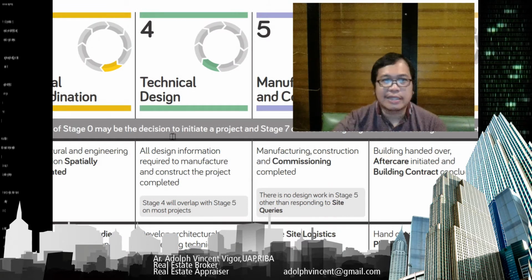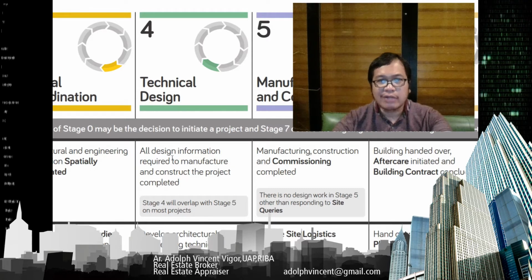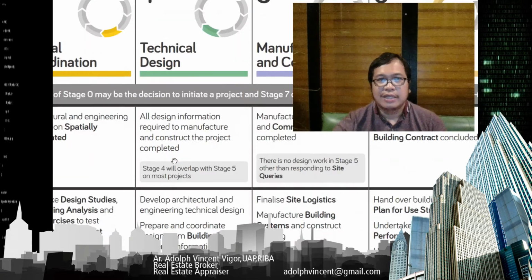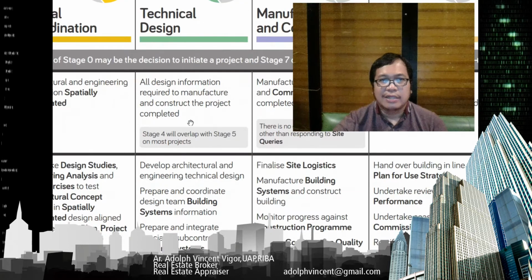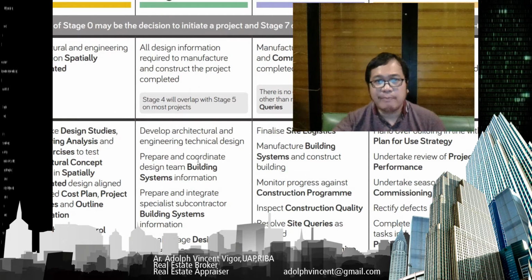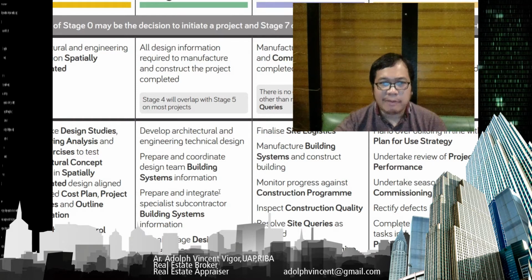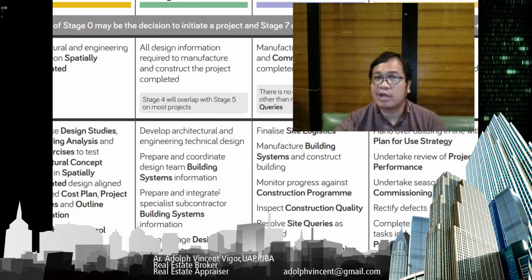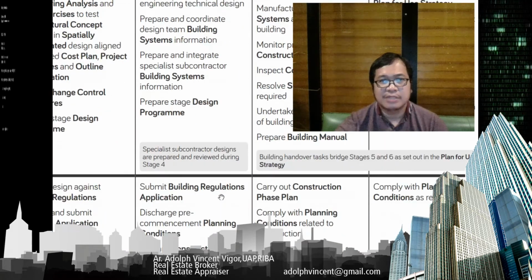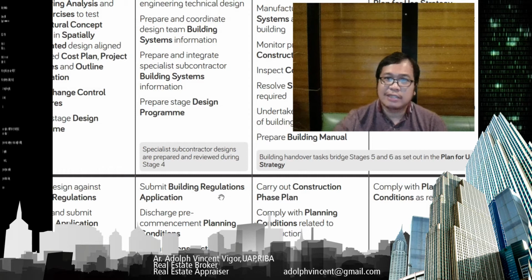So stage 4 is the technical design. Here, all design information required to manufacture and construct the project is completed. So here you're going to develop architectural and engineering technical design, then prepare and coordinate design team building systems information, prepare and integrate specialist subcontractor building system information, then prepare the stage design program. Specialist subcontractor designs are prepared and reviewed during stage 4.